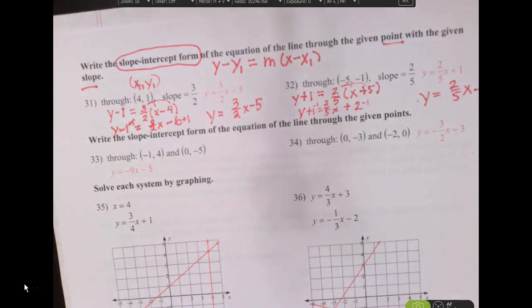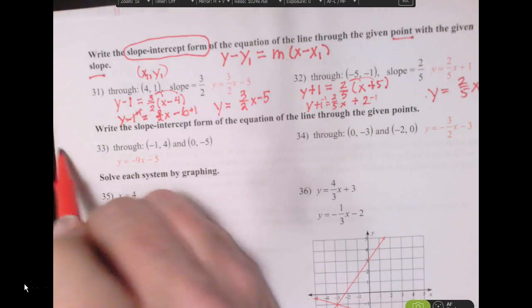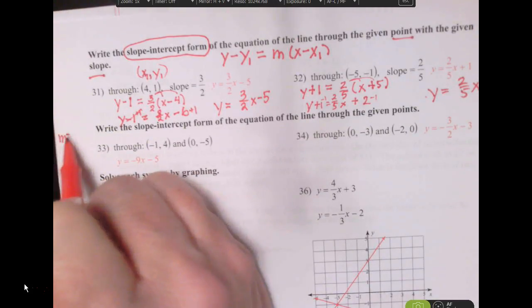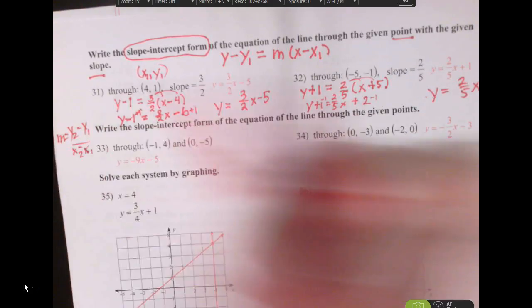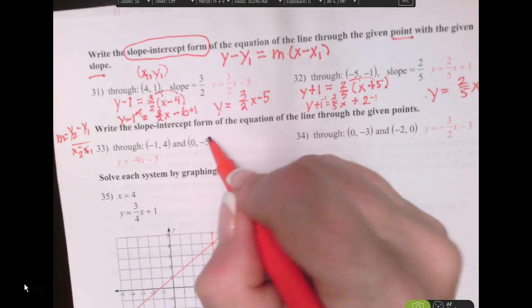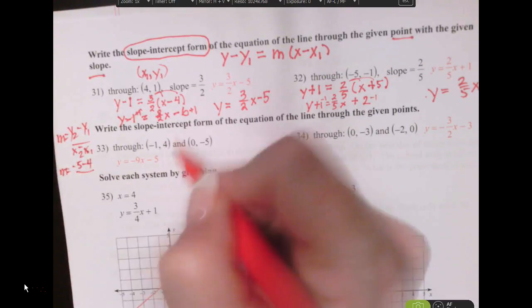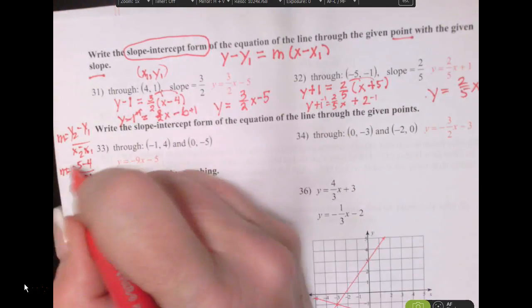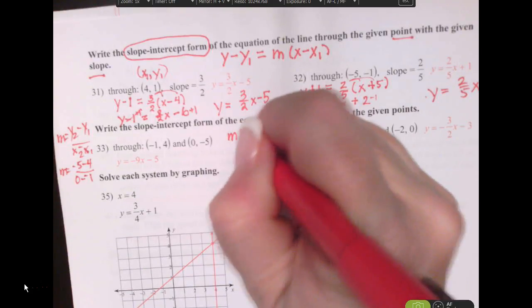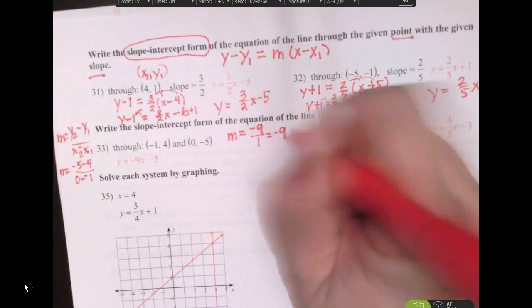In number 33, I'm going to do the same process, except I have a little bit of work to do from the beginning to get my slope. I have to plug that into the slope formula, which, remember, is subtract the y's and divide by the x's. So y2 minus y1, that's negative 5 minus 4 over 0 minus minus 1. So negative 5 minus 4 is negative 9. 0 minus minus 1 is 1. So now I have my slope.